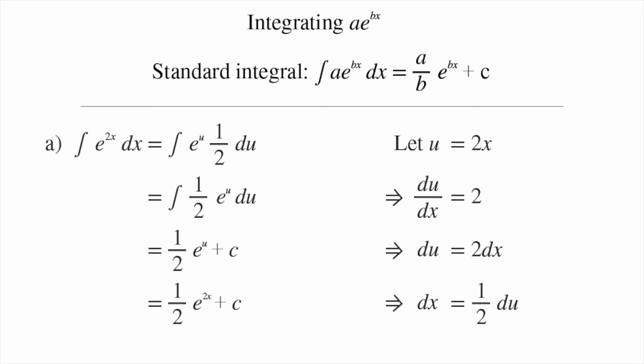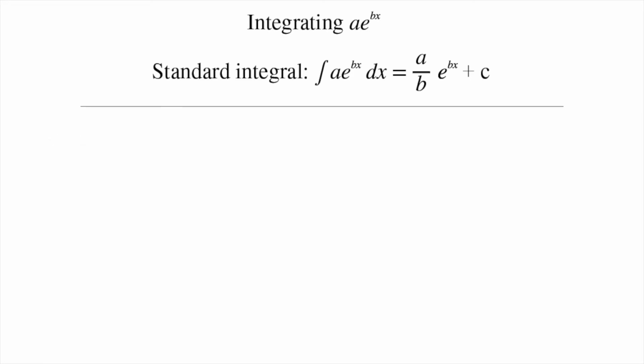Let's look at another example. In this example, we will use the formula directly rather than doing substitution, as in practice this is much quicker. We have the integral of 6e to the power 3x plus 7 with respect to x. We can see that this is the sum of two functions. So, as always, we can integrate each separately and then add up the answers.